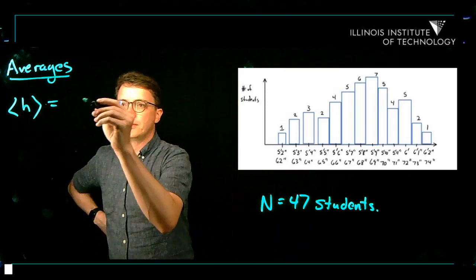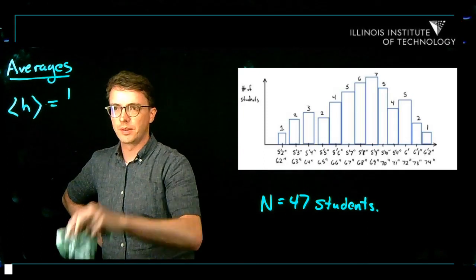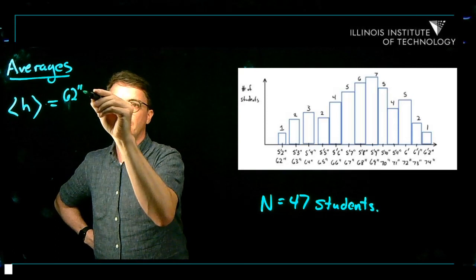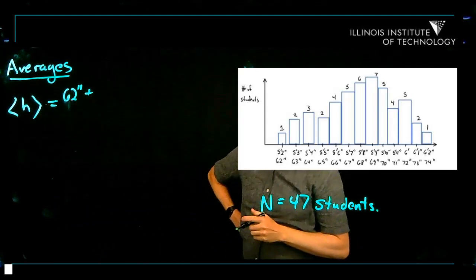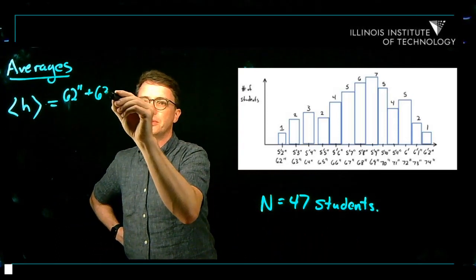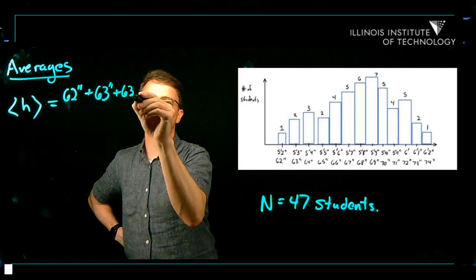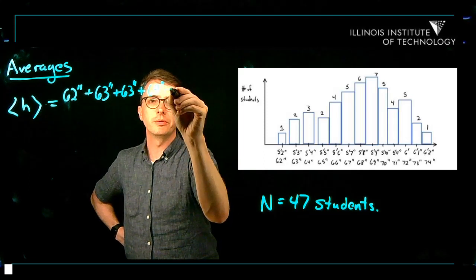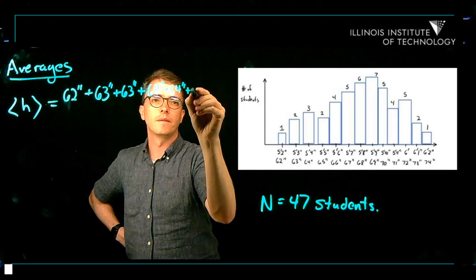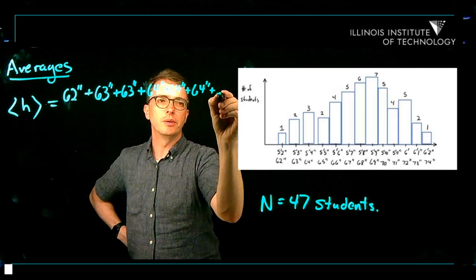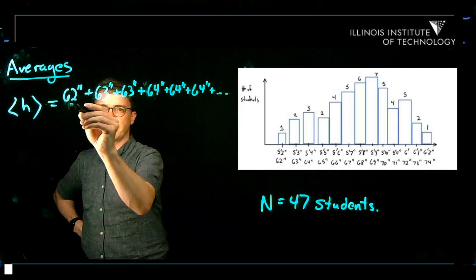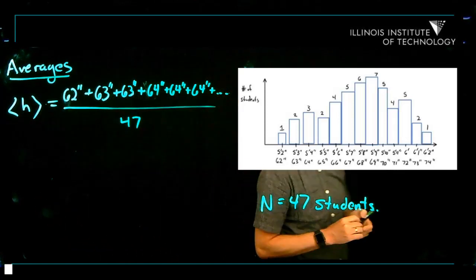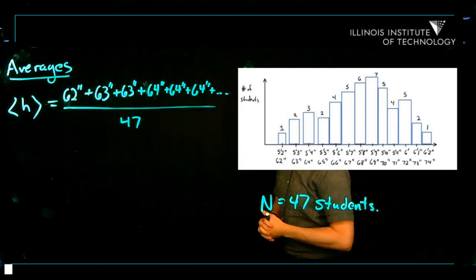So I would say there's one person with 62 inches. There's 2 people with 63 inches, so I'll write them both, 63 inches plus 63 inches. There's 3 people who have a height of 64 inches, so I'll write all 3. And you just keep going. Divide by the total, which is 47. Okay, that's how I would calculate the average. That's a kind of grade school way of calculating the average.